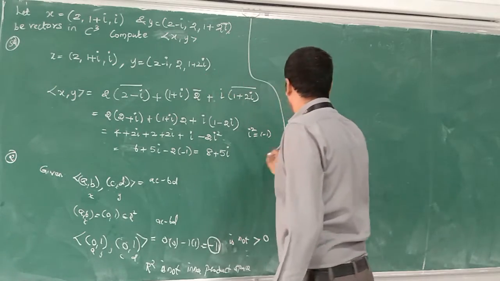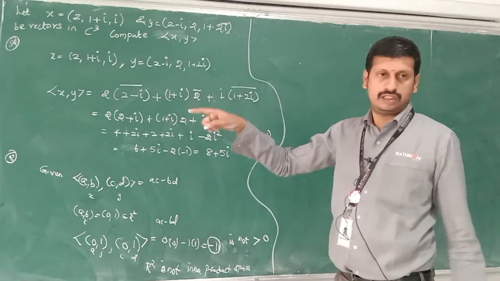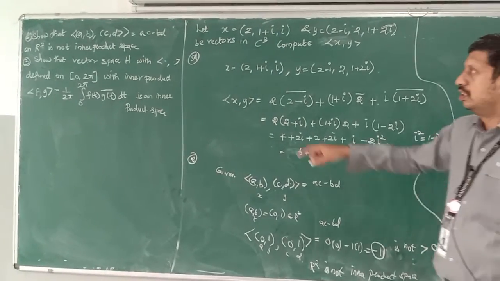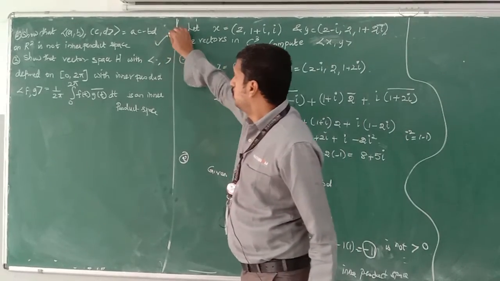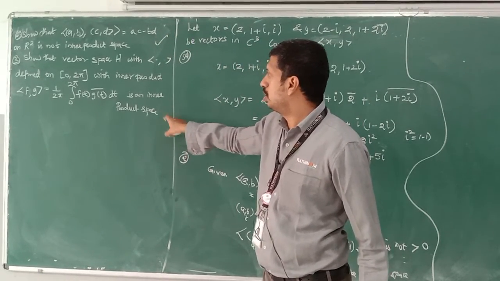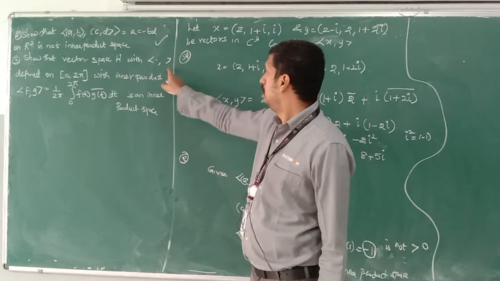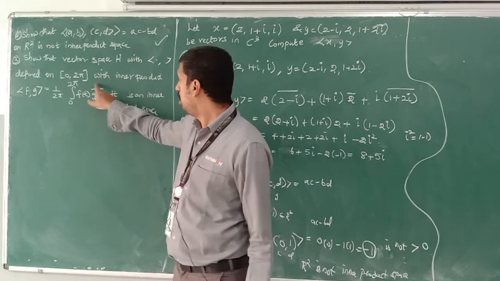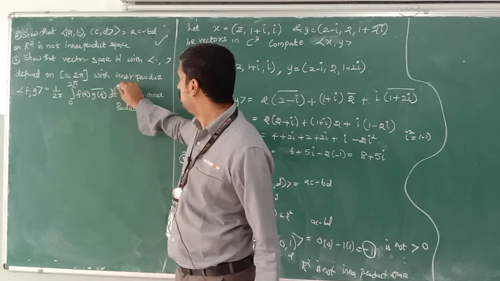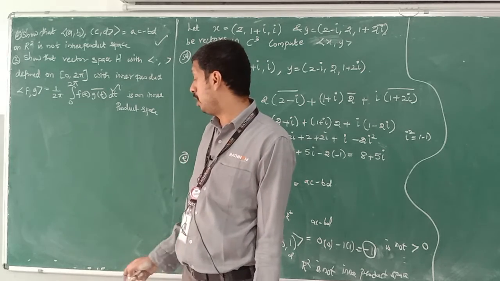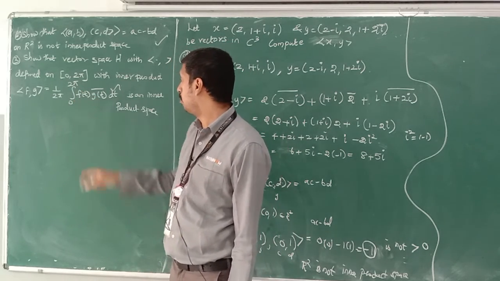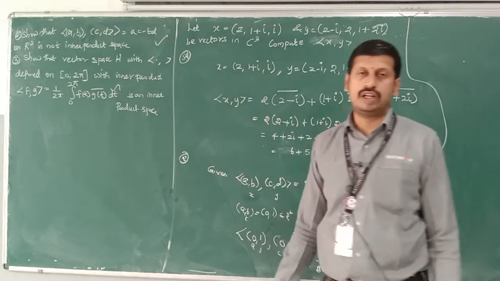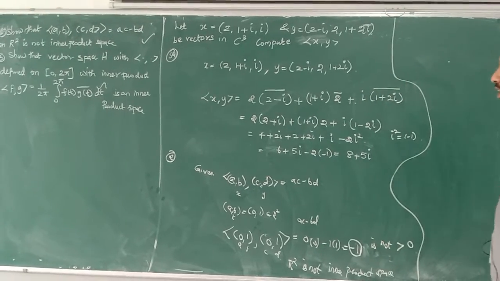Next one, I think you can view the questions. Can you view the question? We have seen this problem, right? Next we are moving on to show that the vector space H with dot comma dot, where dot is the main thing here, defined on 0, 2 pi. The inner product f comma g is 1 by 2 pi integral from 0 to 2 pi of f of t g of t the whole bar dt. We have to show whether it is an inner product or not.